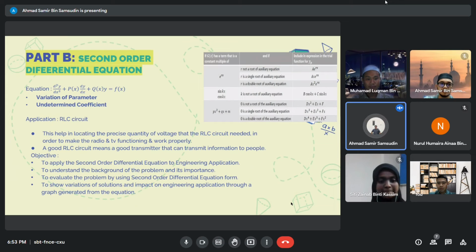Okay, the objective is to apply the second order differential equation to engineering application. Next, to understand the background of the problem and its importance. The third one is to evaluate the problem by using the second order differential equation form. And the last one is to show variation of solutions and impact on engineering application through a graph generated from the equation. The table you can see is for the undetermined coefficient.